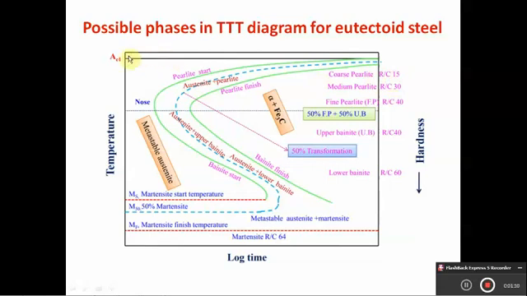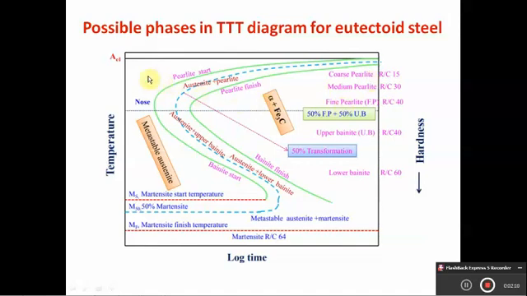When austenite is cooled with a further slower cooling rate, we get a medium pearlite and a fine pearlitic structure. Again we can observe here that the hardness value goes on increasing. So a fine pearlite is somewhat harder than a coarser pearlitic structure.